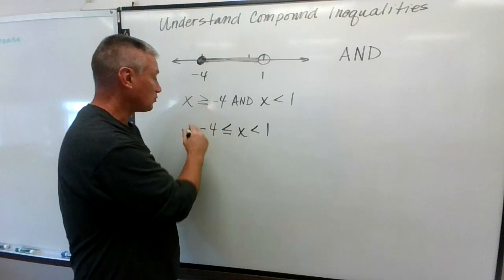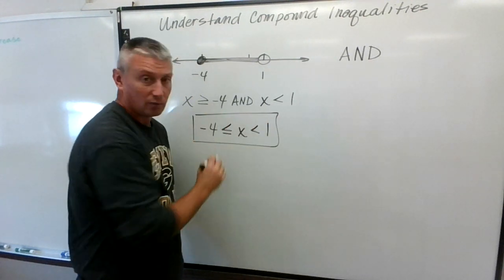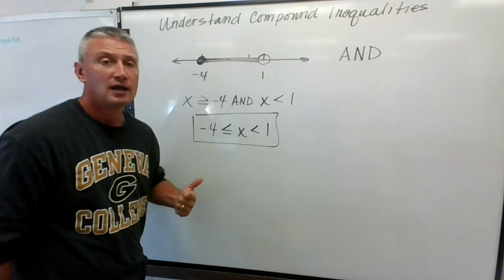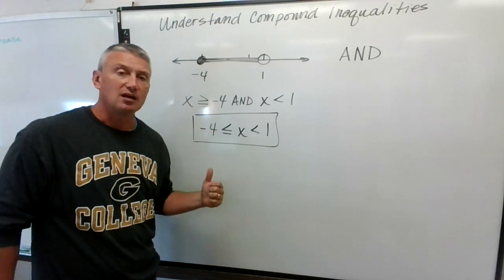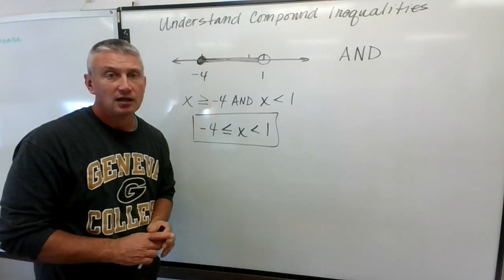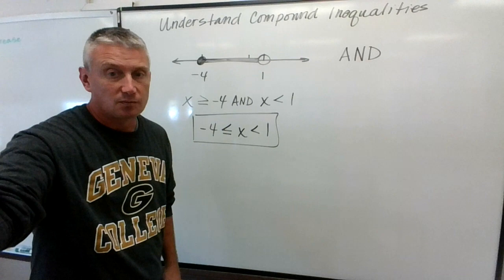So it has a special meaning, and it just has a special way we can write it. We cannot write an or inequality like that, but we can write an and inequality like that. That is the difference between those two.